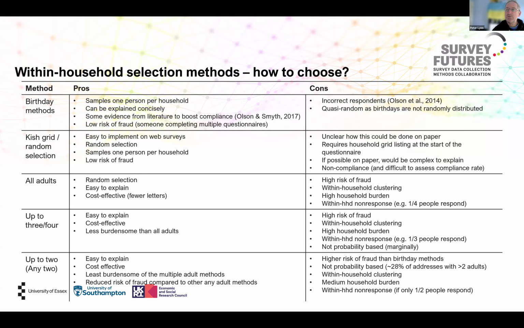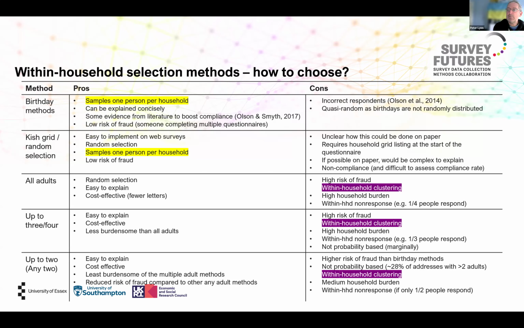So the first thing that distinguishes these methods is obviously that the first 2 categories, the birthday method and the Kish grid or random selection method, can be used to randomly select 1 person per household, whereas the other ones result in more than 1 person being selected, at least in those households that have more than 1 person. So that introduces a level of within household clustering into our sample, which brings with it a design effect due to people in the household being more similar to one another in many respects than people selected at random from the population. So our effective sample size will be smaller than our actual responding sample size for that reason.